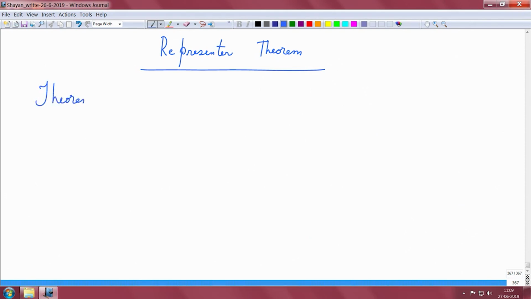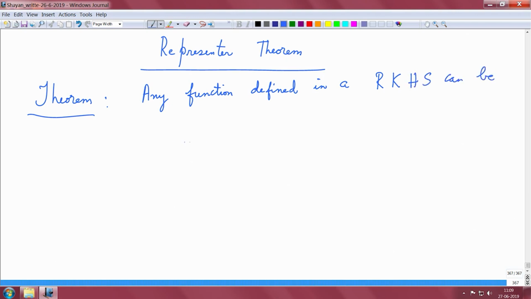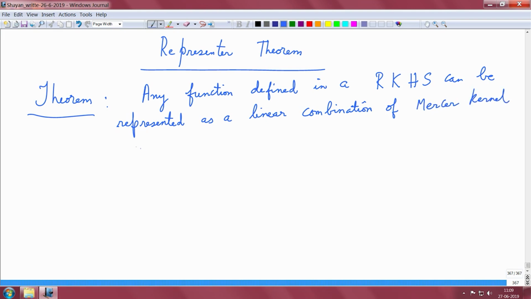So, I state this theorem. Any function defined in a reproducing kernel Hilbert space can be represented as a linear combination of Mercer kernel functions.